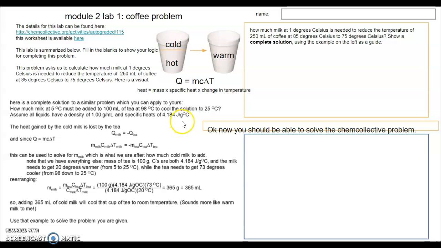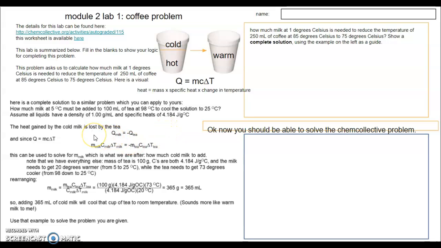And since it's mostly water, any liquid in this problem has the same specific heat, 4.184 joules per gram degree Celsius. This visual might help you. You've got some hot tea, you're going to add some cold milk until it hits room temperature. Now here's how we solve it.